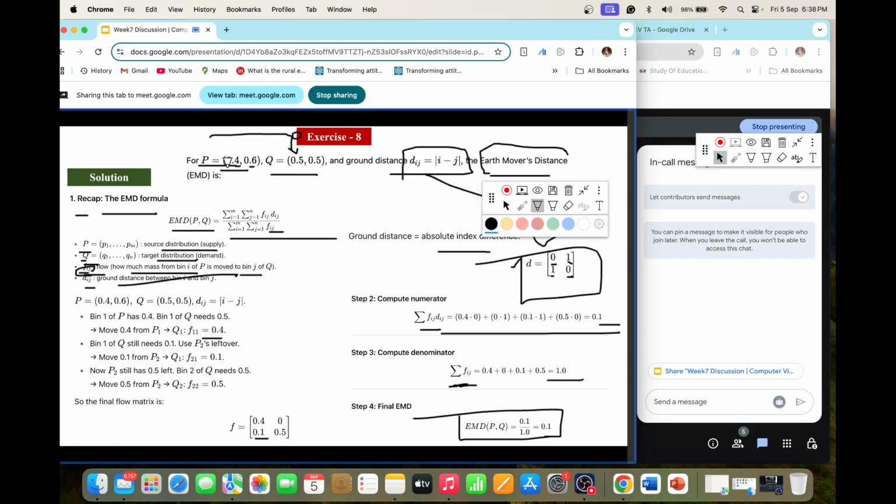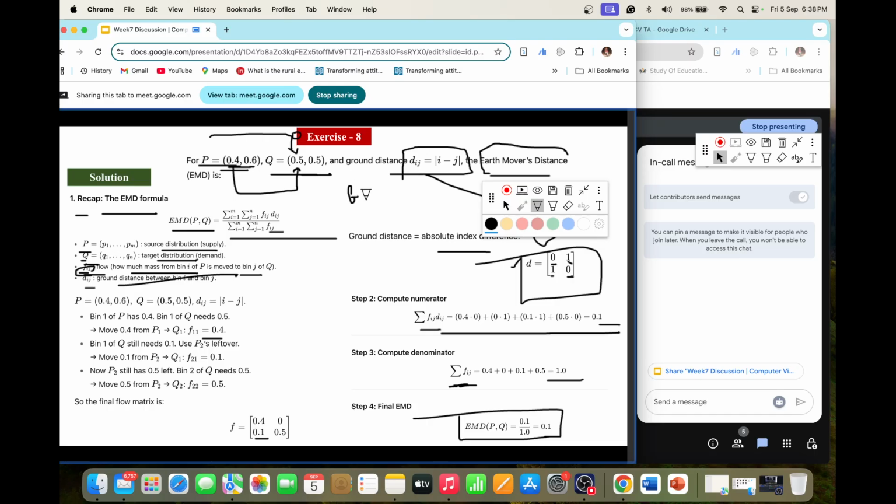So let's see from this target and see from this source. This 0.4 can be transferred to 0.5, right? 0.5 is our target, or you can say demand. So this is demand. 0.5 is our demand in Q, but we have this supply 0.4. So 0.4 whole can be transferred to 0.5. Okay, so that is F11.